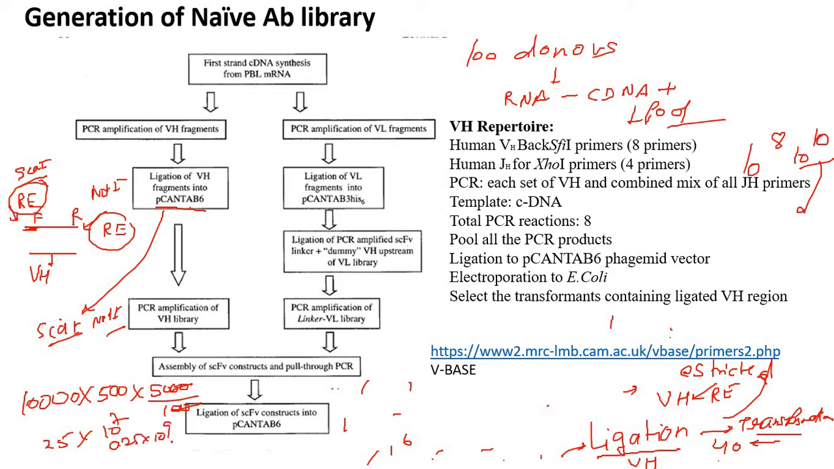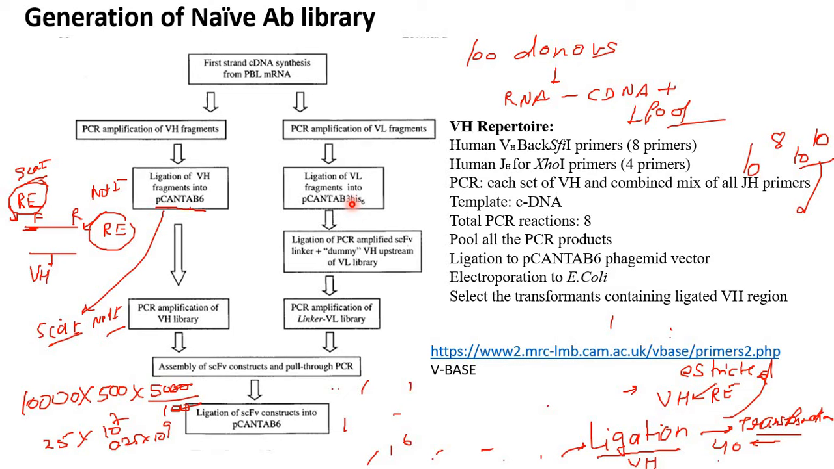While performing the ligation, you have to be sure that both pieces have the same restriction site. For your linker, if it has, let's say, SfiI-NotI, this is just an example, then the other fragment should also contain the same restriction site so that they can be ligated. So first of all, you go to this previous site, select the primers for the lambda and kappa chain, do the amplification using primers containing the restriction site, and ligate them.